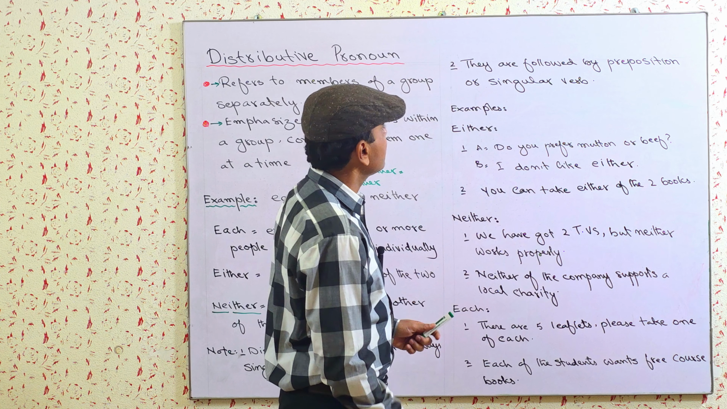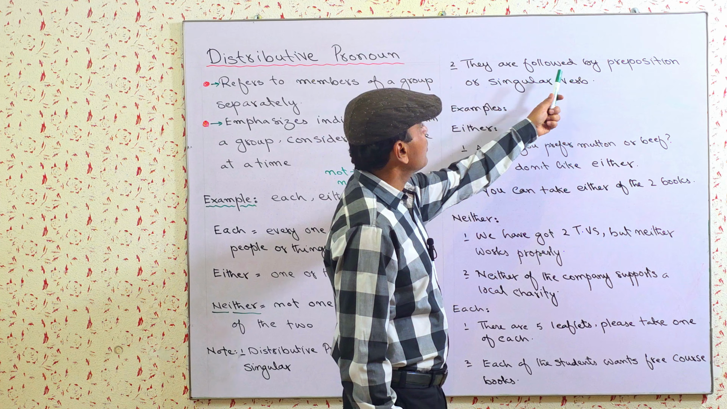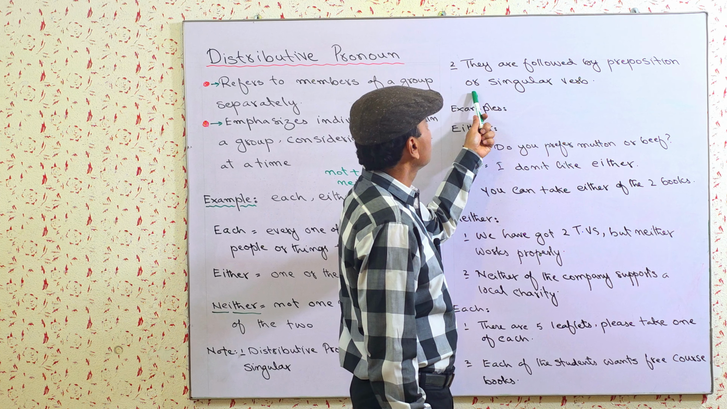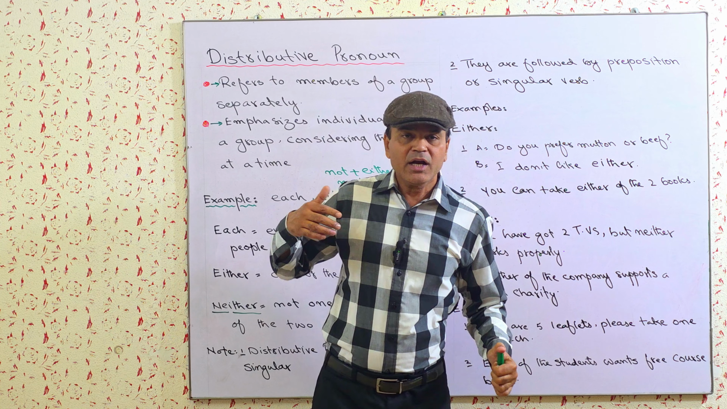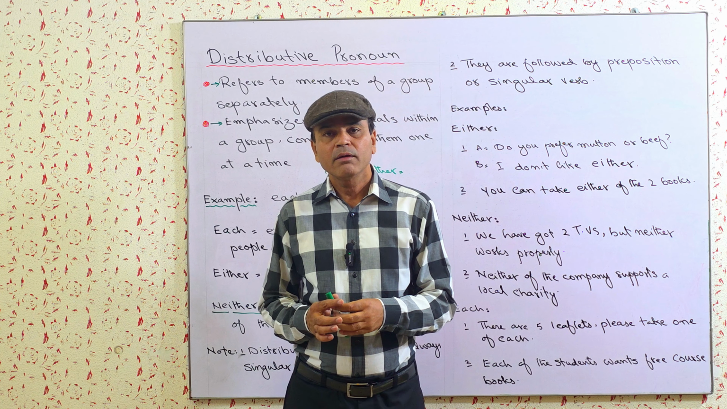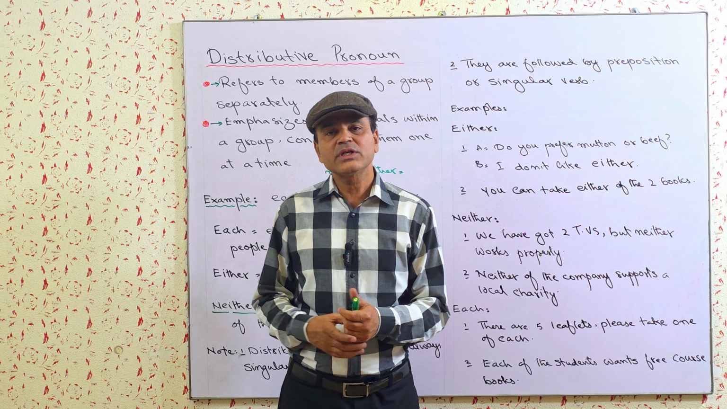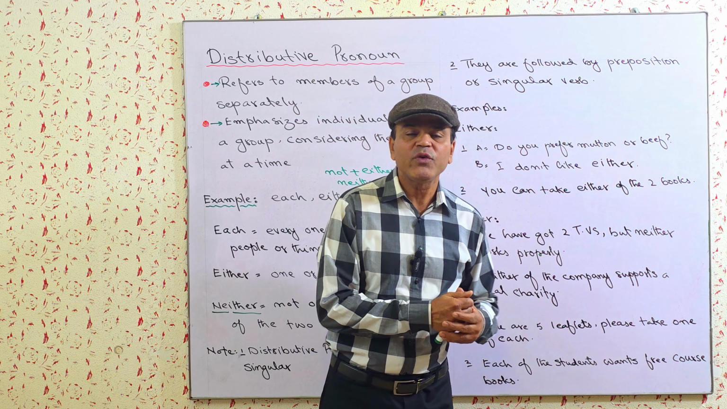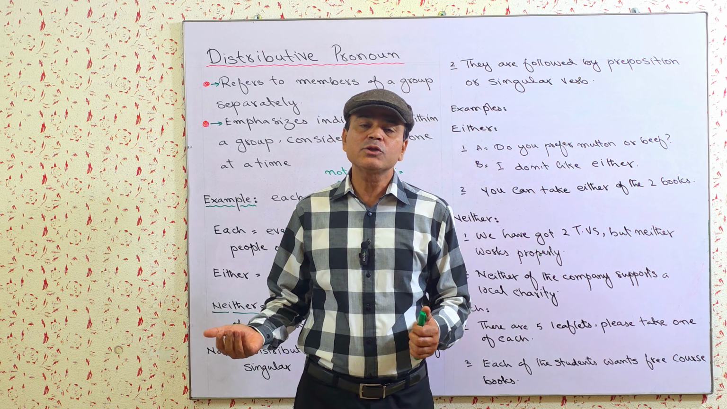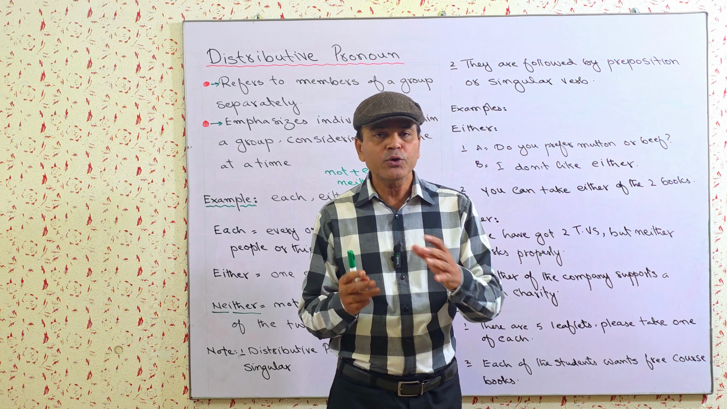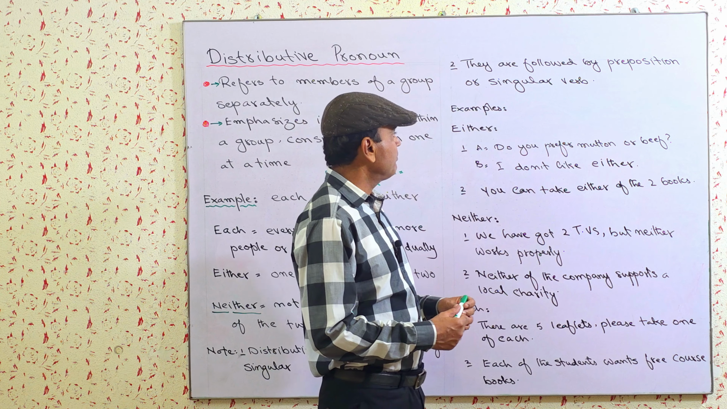The second important thing we must note is they are followed by a preposition or singular verb. As I already told you, they can come individually as a single separate word. When they are used as a separate word, mostly we have a verb after them. But in some cases we also have a preposition after them. But in both cases we have to use a singular verb with them.